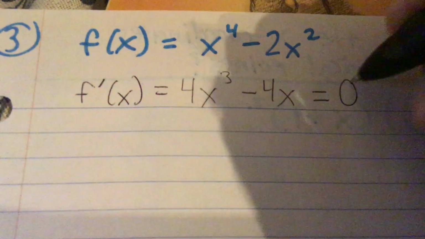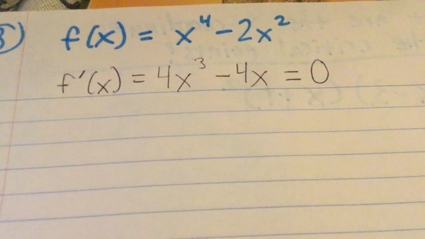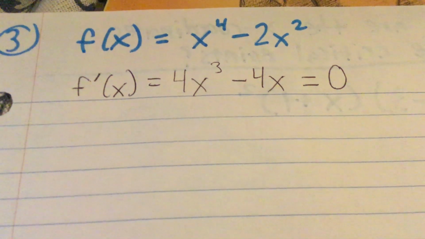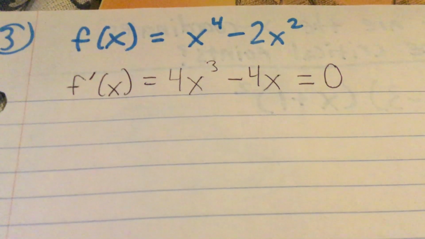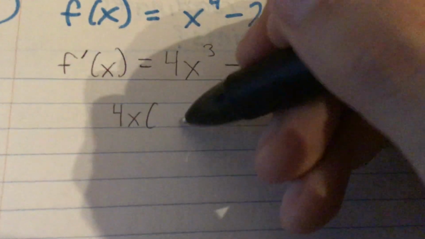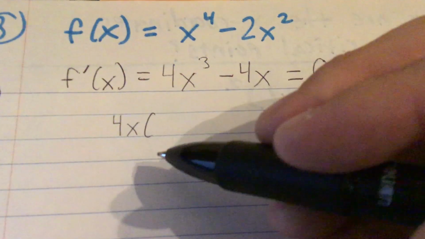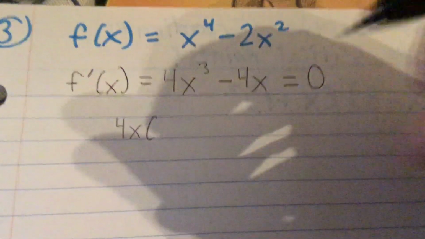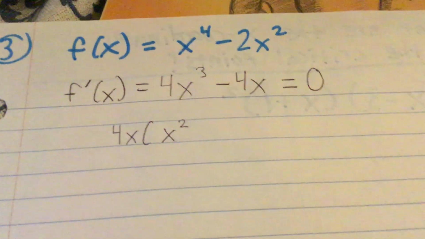Set the derivative equal to 0 because we care about where that tangent line is going to be horizontal. Now we got to solve for x. Okay, so my good buddy factoring. What can I factor out of 4x cubed and negative 4x? I'm going to factor out a 4x. 4x times what is 4x cubed? Well, 4 times 1 would be 4. X times what would be x cubed? X squared. Aha. Now, 4x times what is negative 4x?